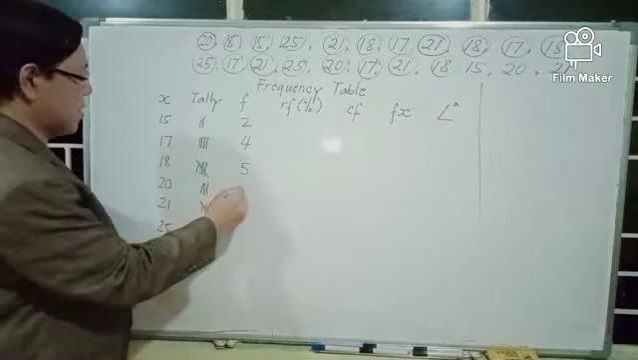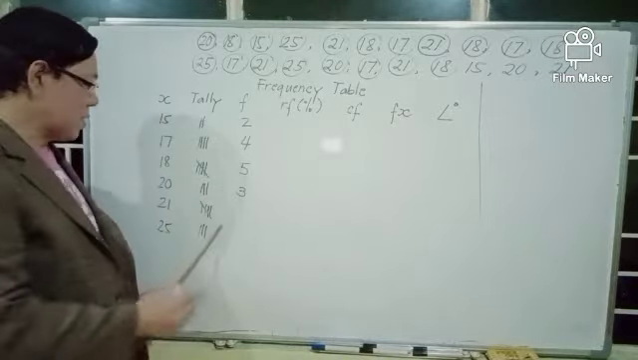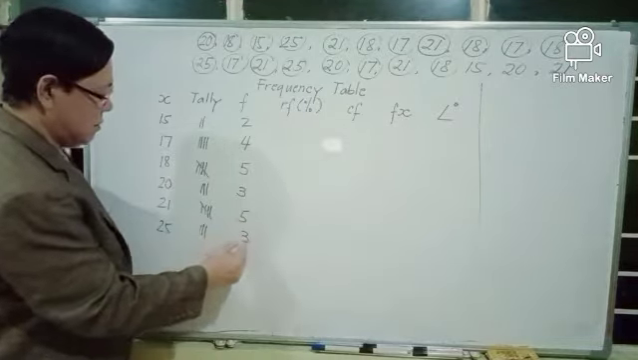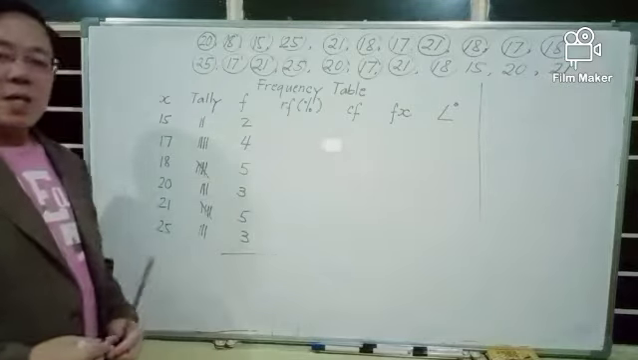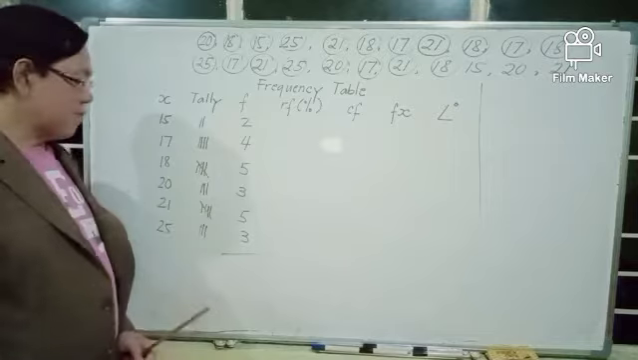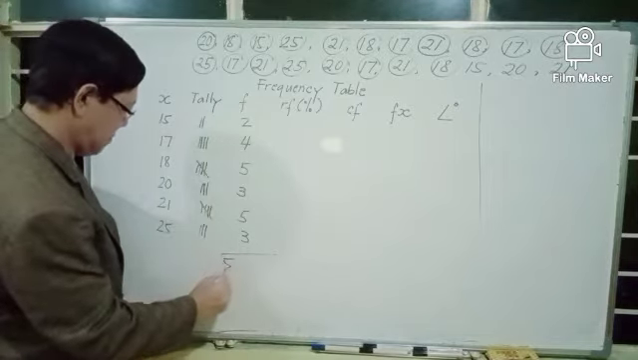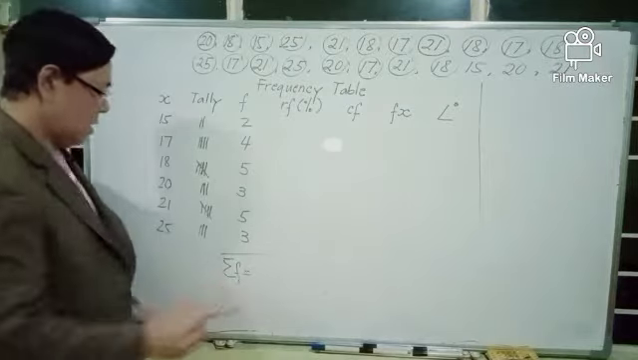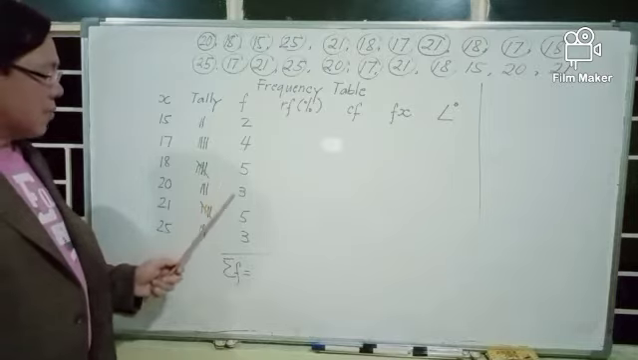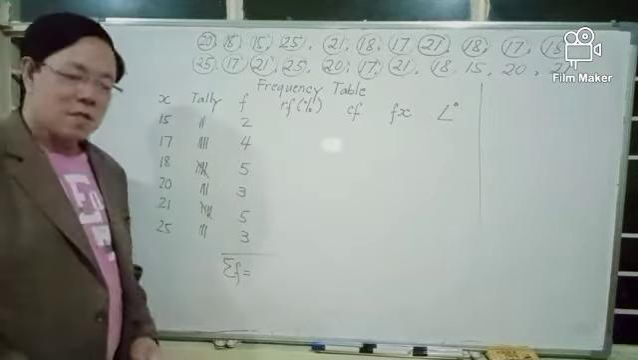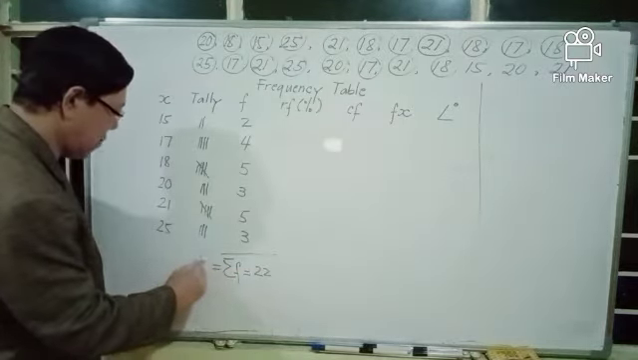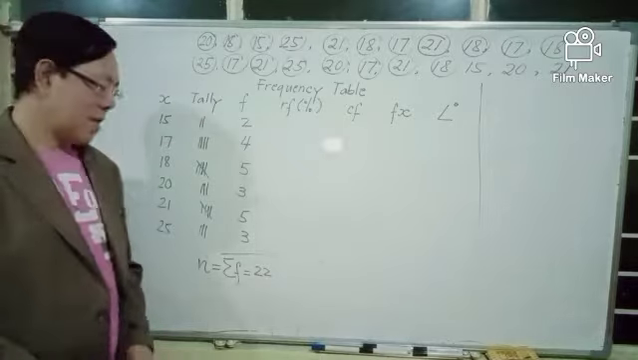20 has a frequency of 3. 21 has a frequency of 5. And 25 has a frequency of 3. We add the frequency column for the summation of F. And we have 2 plus 4 is 6, plus 5, 11, plus 3, 14, 19, plus 3 is 22. And the sum of frequencies is our sample size, denoted by N.